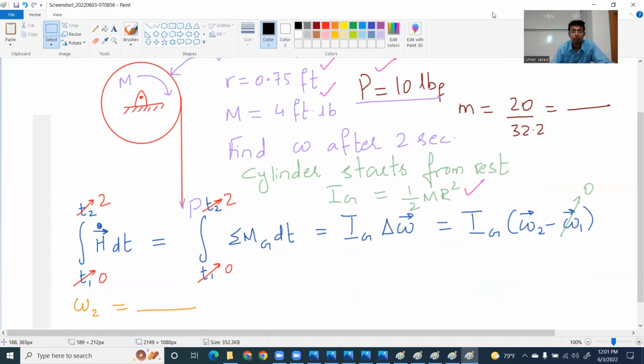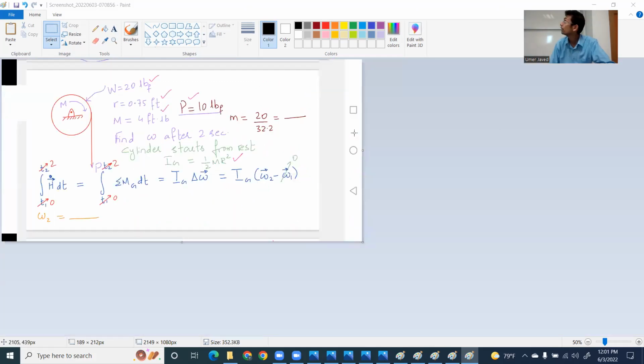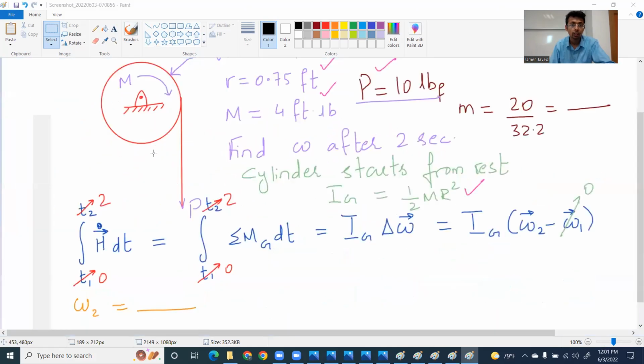Okay, do it. Hang on. Okay, so W is equal to 20 pound force. That's the weight. And now I will just zoom in a little bit. Okay, remember, W is 20 pound force. Other than that, everything is fine. Do it.